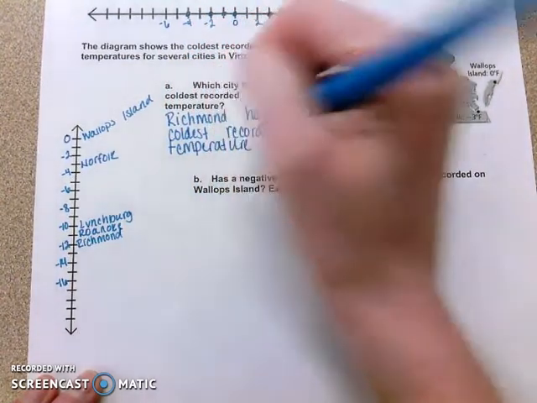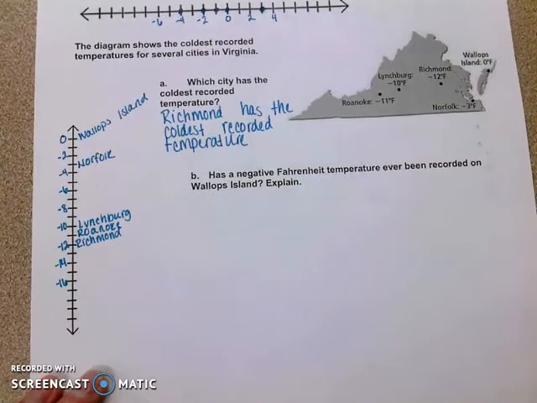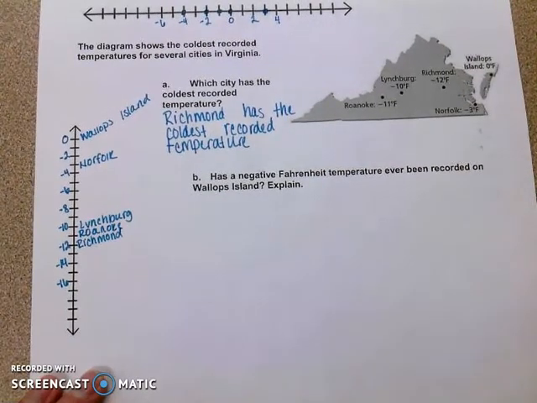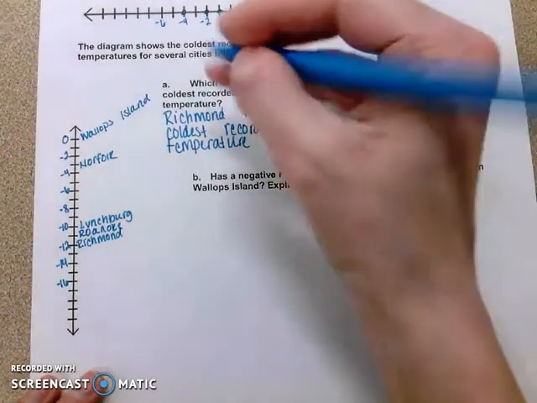And you could tell me, when you explain your answer, you could tell me because -12 is the lowest on the number line. It's way down here.